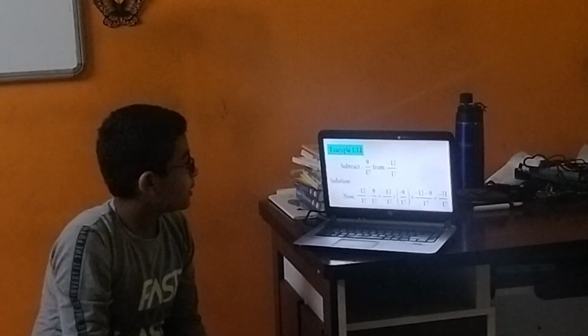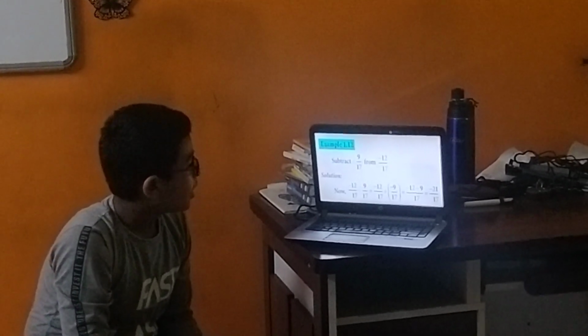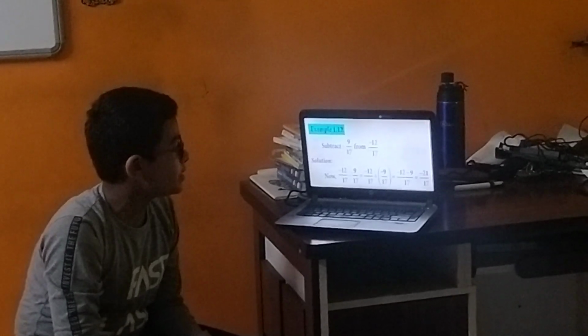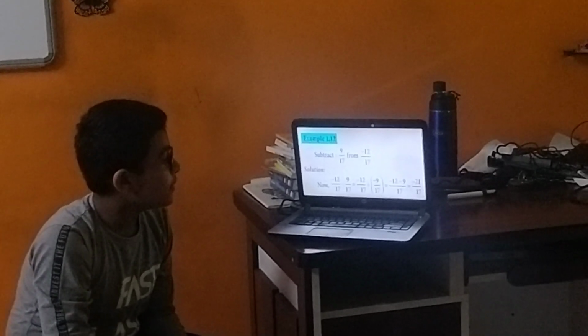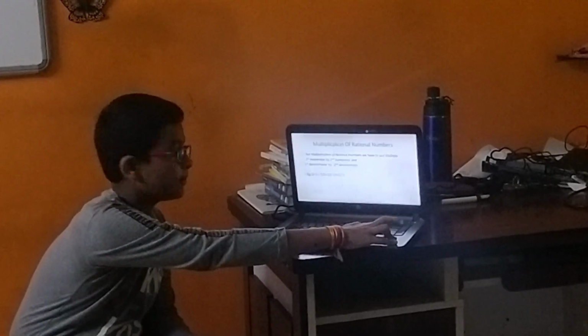Another example is to subtract 9 by 17 from negative 12 by 17. After the subtraction, we get negative 12 by 17 plus negative 9 by 17, which is negative 21 by 17, which is a rational number.